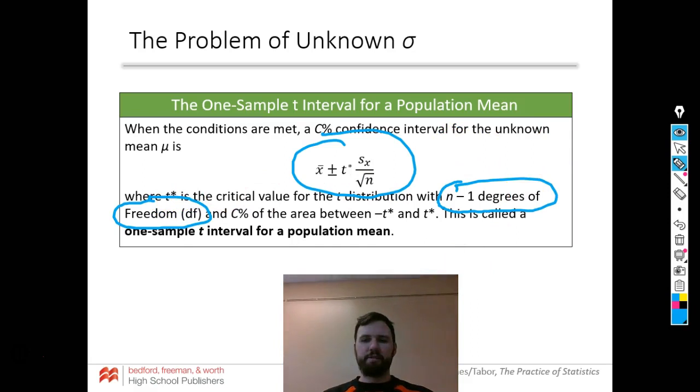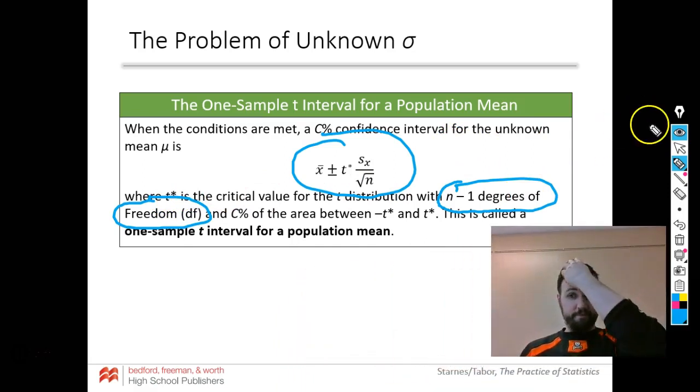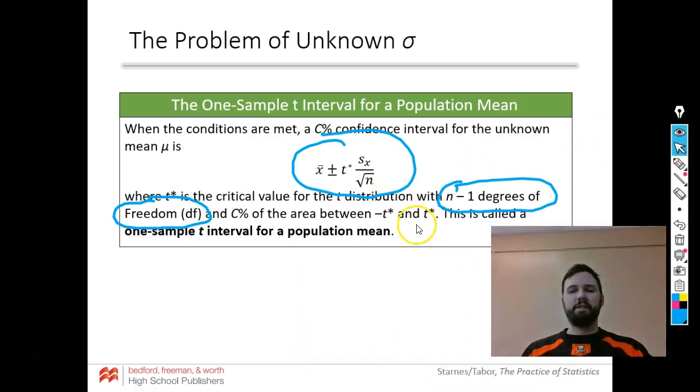I don't know what my hair is doing. It's dry in here. Alright, next one.